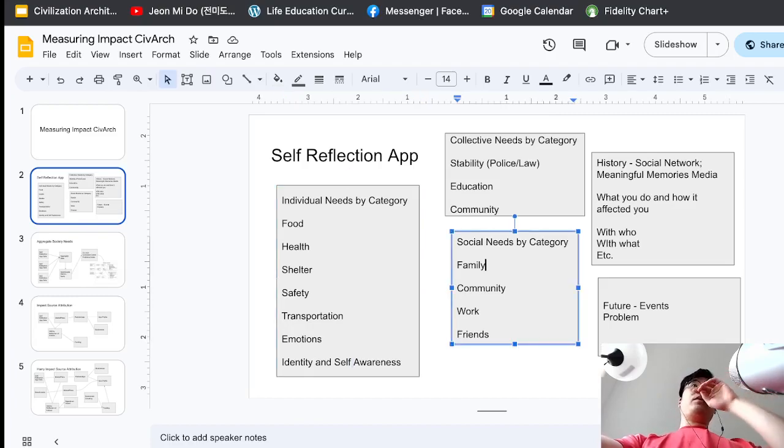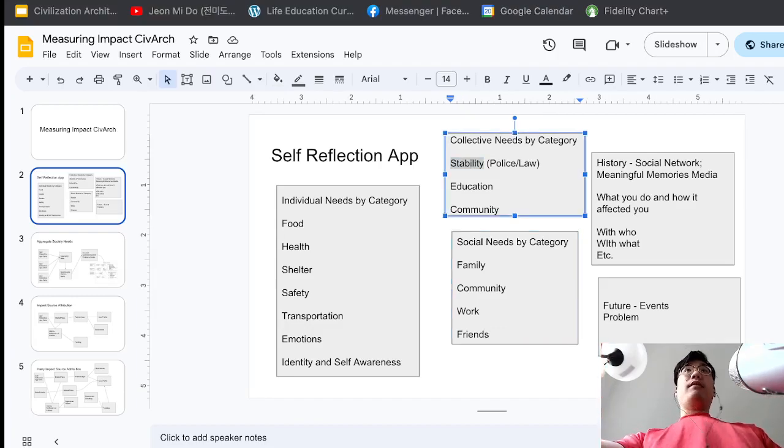Then there are social needs by category. So in this app, you can discuss your relationships, you can keep track of who you consider family, who is in your community, who you work with, who are your friends, and you can also provide requests for collective needs, like what do you need to feel safe and stable in your life, where and what kind of education do you want, and community again.